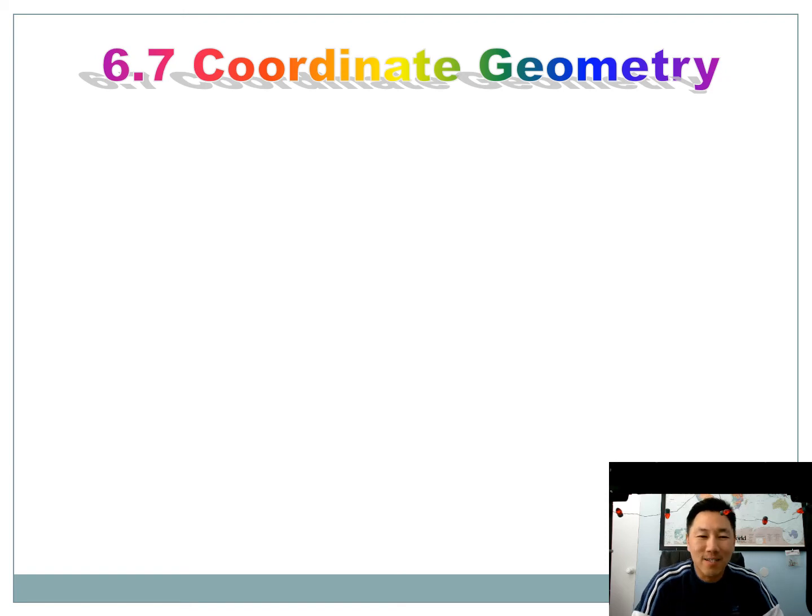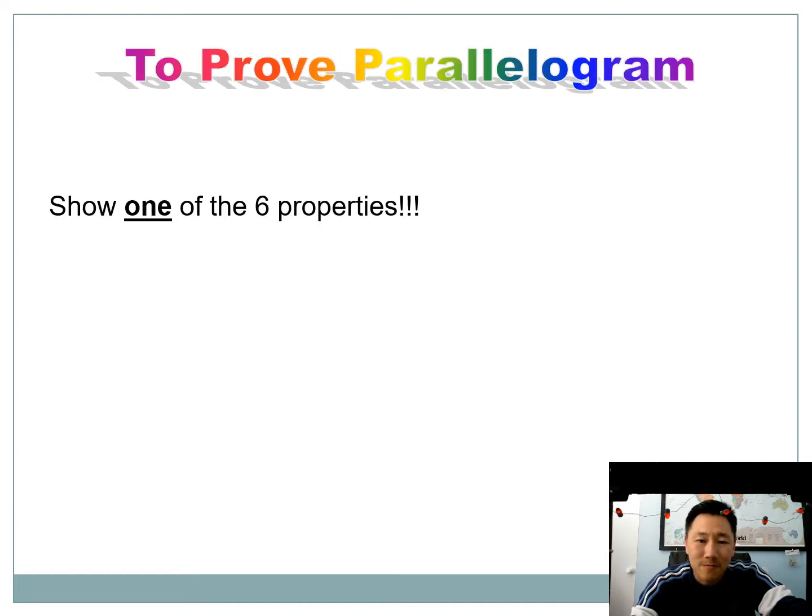Aye, Captain. 6.7 coordinate geometry. So this is the last section in our chapter for quadrilaterals. So let's see what coordinate geometry is. But before we do that, we're going to actually go through all the properties of all the shapes that we've learned in this chapter.